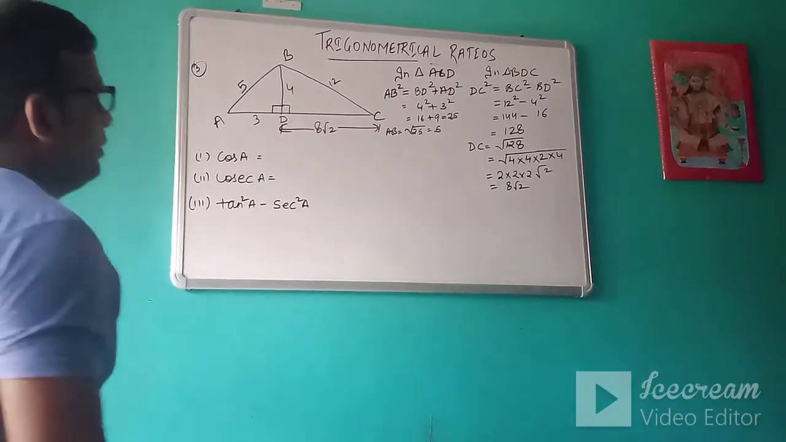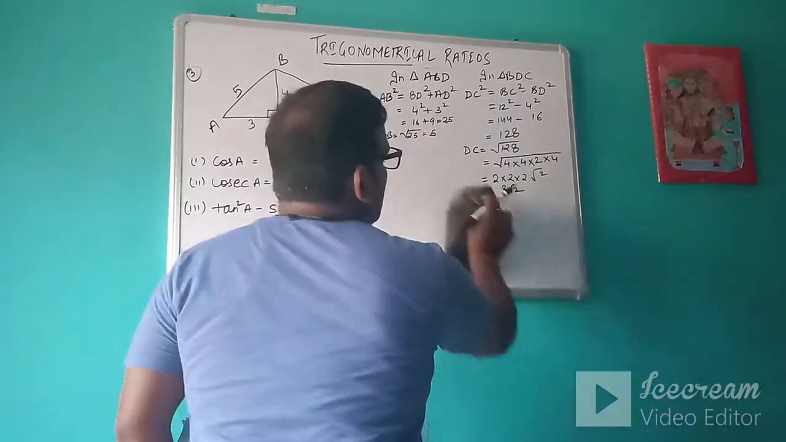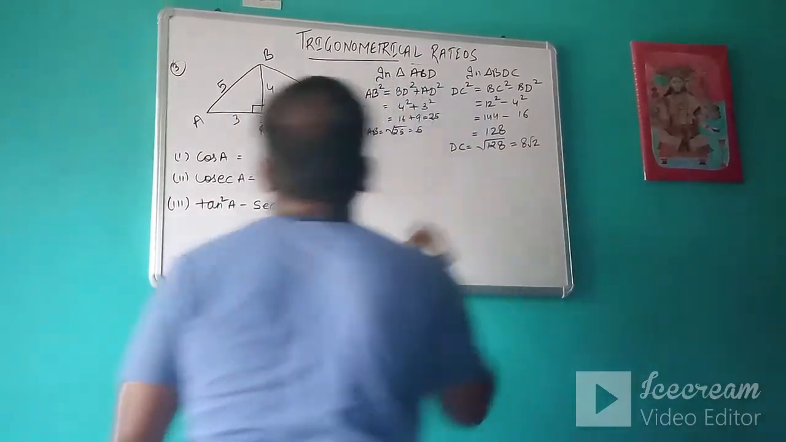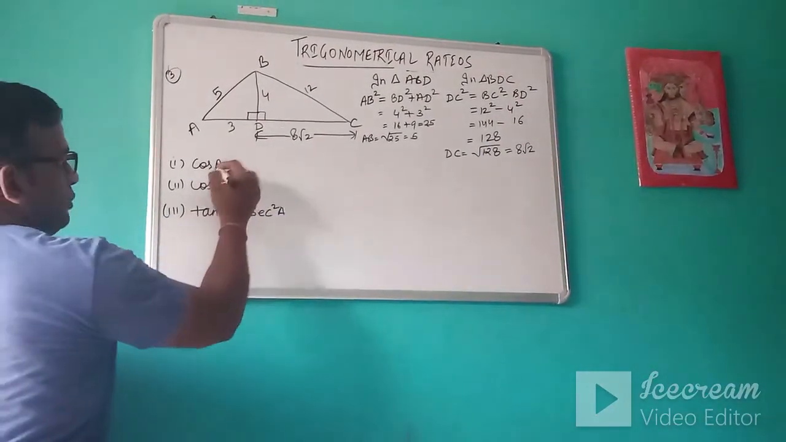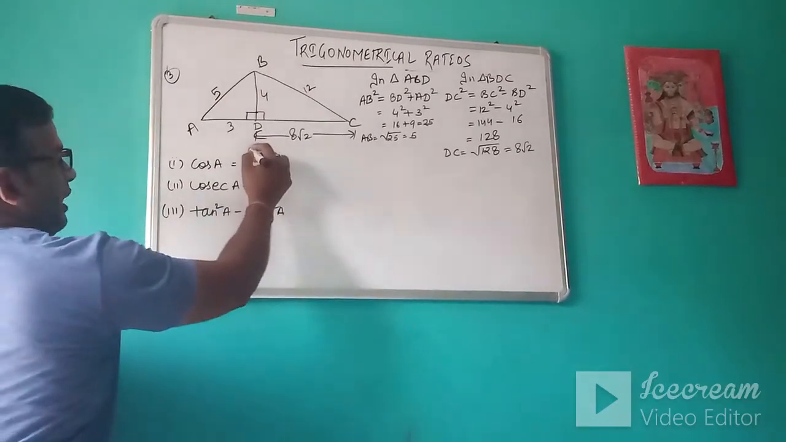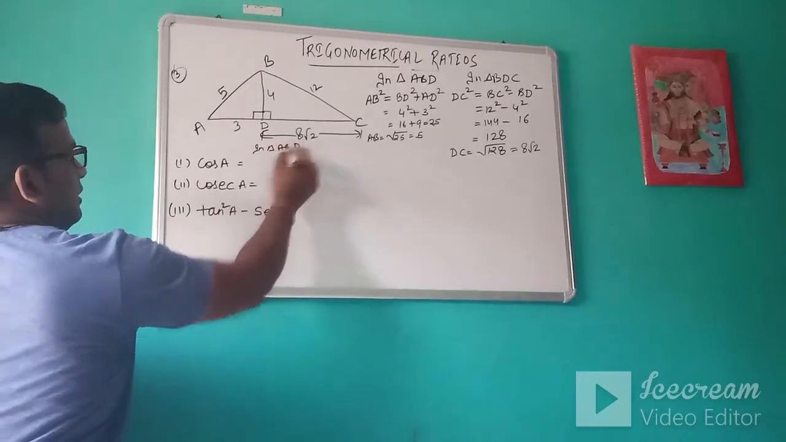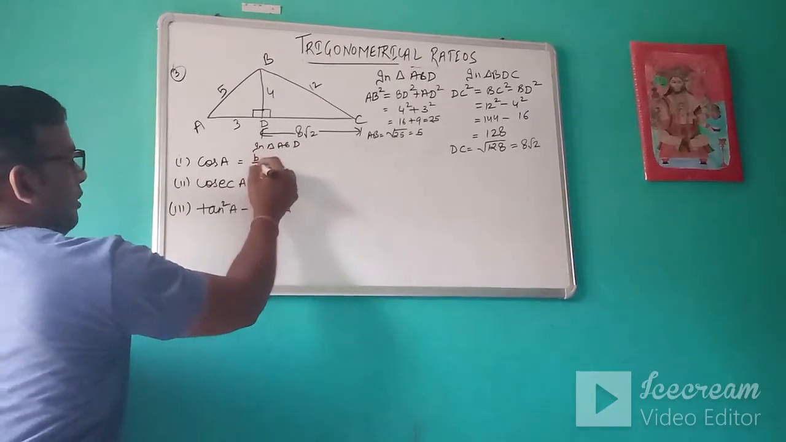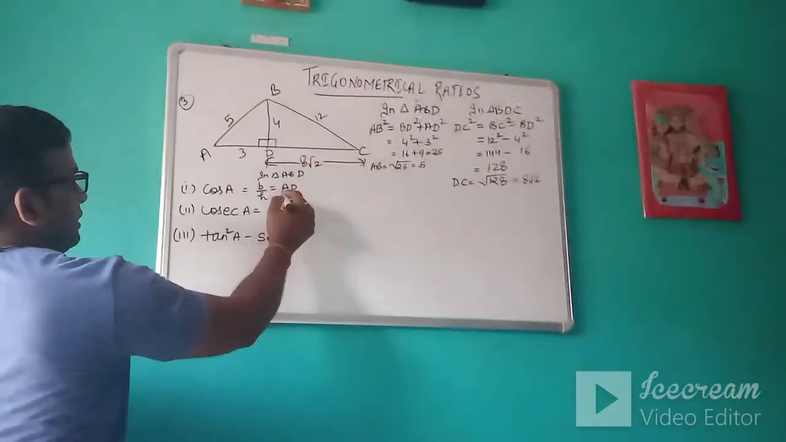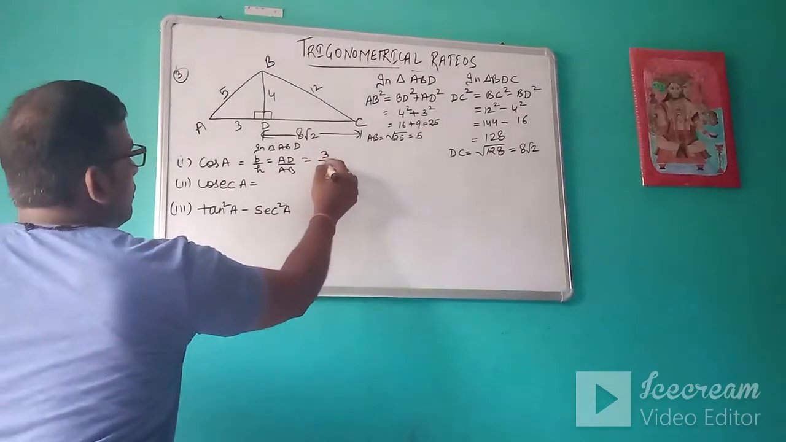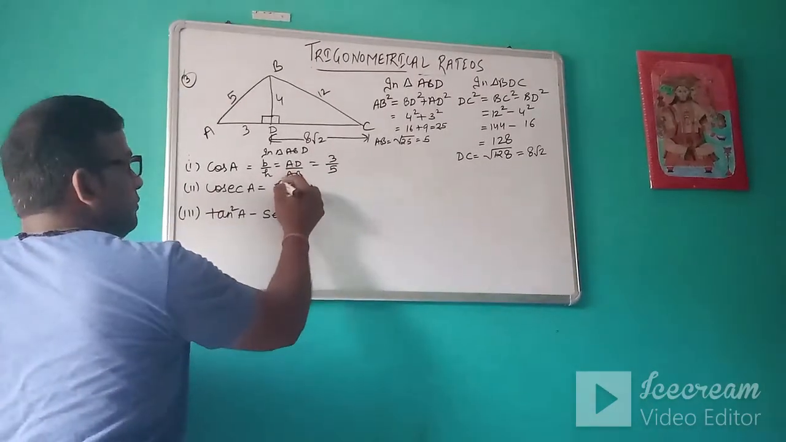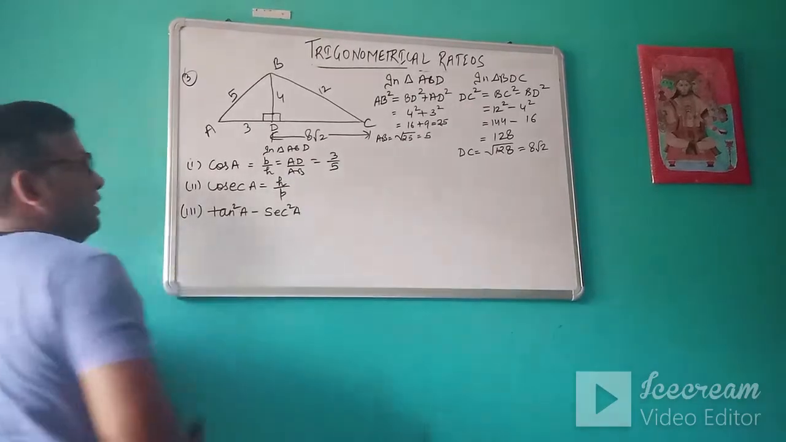Okay, now all the sides we have found. Now what will we do? We will find the values of trigonometric ratios. So we will write this now as 8 root 2. Now the first trigonometric ratio is cos of A. So cos A lies in this triangle ABD. So cos of A, what is the formula? B upon H. For this A, what is B? AD. And what is H? AB. So it is 3 upon 5. Similarly, cosec A, that was the inverse of sine, so it is H upon P.